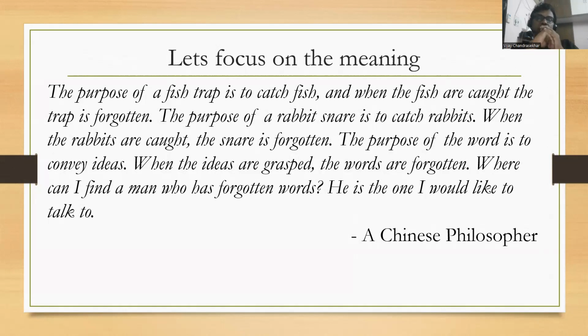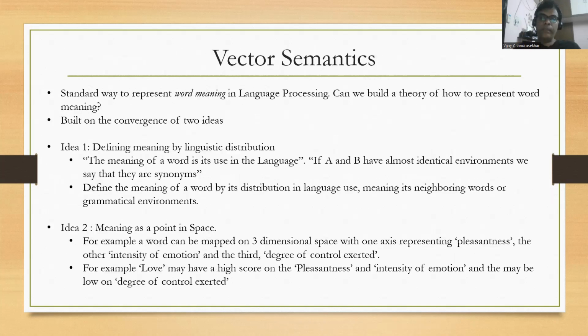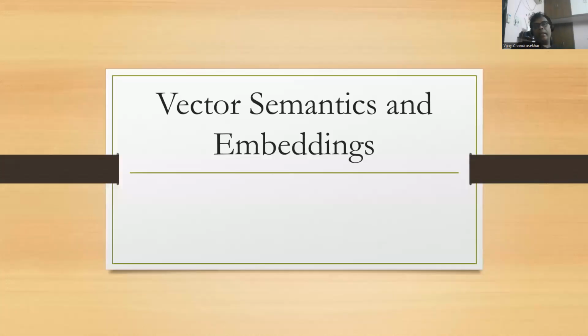The essence of this is that finally words are there to convey a meaning, an idea. Once you get the idea, the words don't matter, right? So the whole idea of vector semantics is that we have words, and can we vectorize the meaning of that word? Can we convert that into a vector? That's the whole thing about vector semantics.